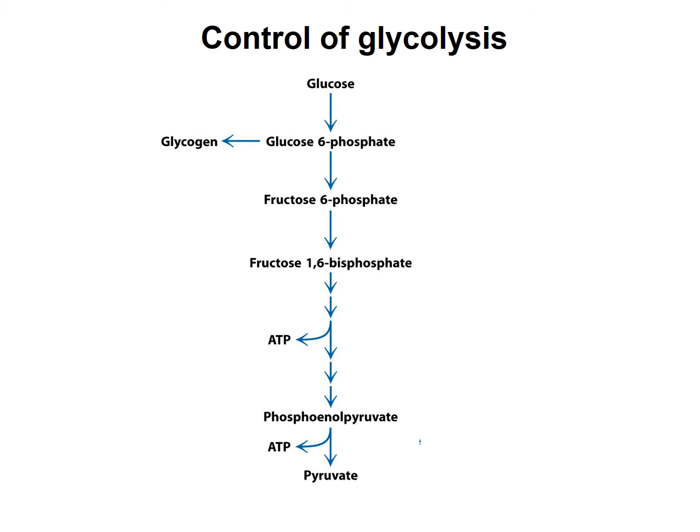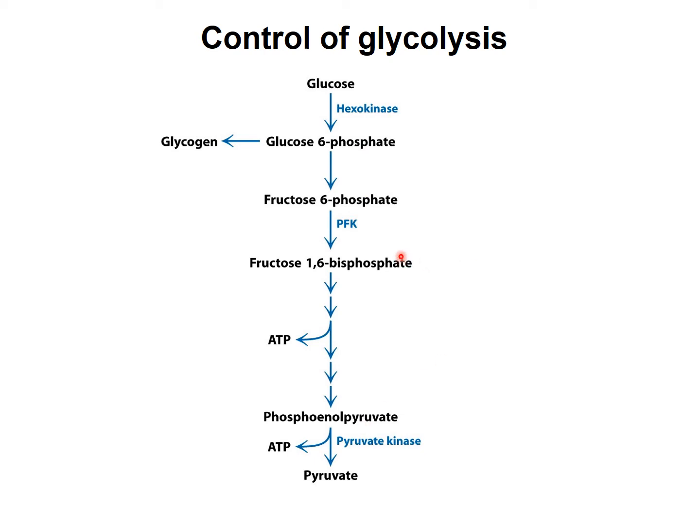Okay, so far we have talked about some general strategies of control in metabolism. And now let's look at some real examples of control in glycolysis. So shown here is the glycolytic pathway, and there are three important enzymes involved in the control of glycolysis, which are hexokinase, PFK, and pyruvate kinase.